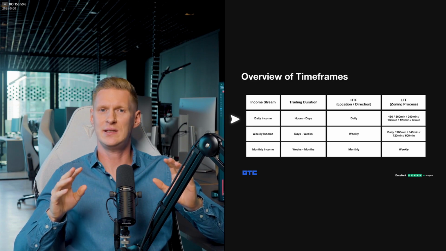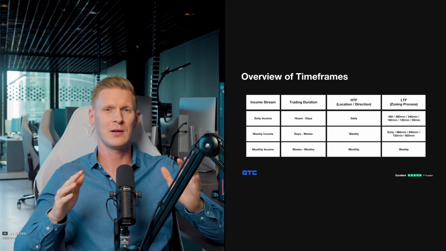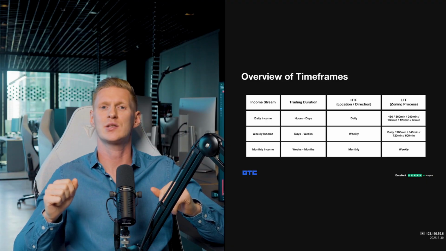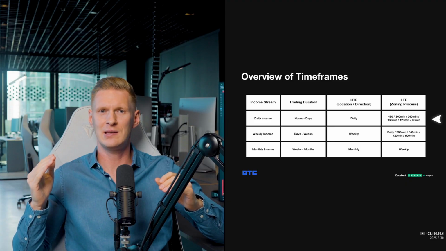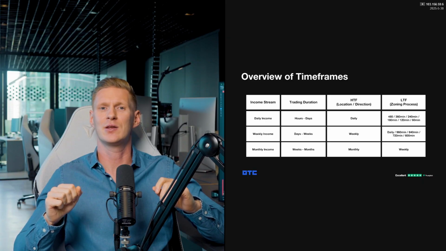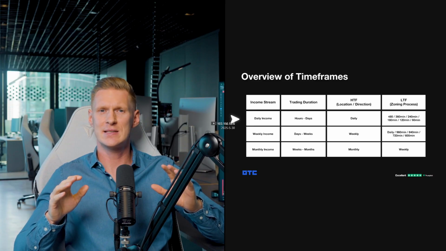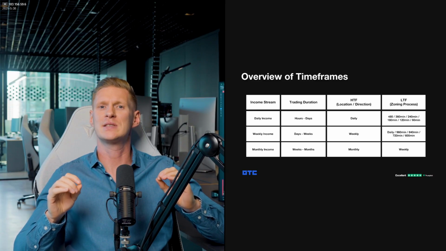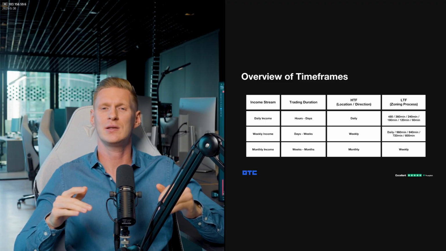Here, we use daily charts as our higher time frame to determine location and direction. Then we drop down to anything between the 480-minute to 60-minute charts for more precise entries and exits. Moving on to weekly income. In this case, the weekly chart becomes our higher time frame, giving us a broader view of location and direction.